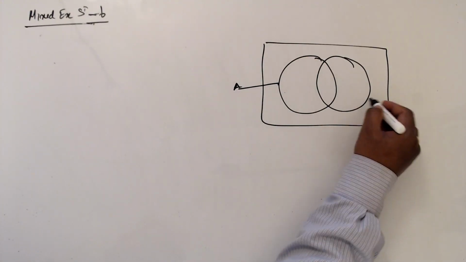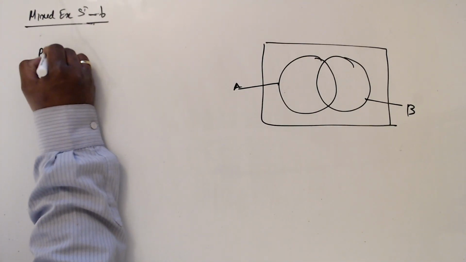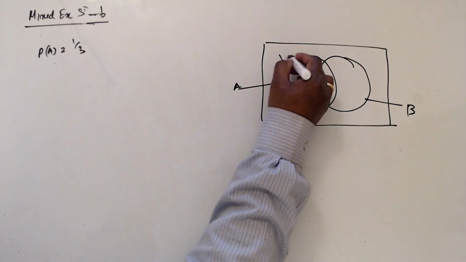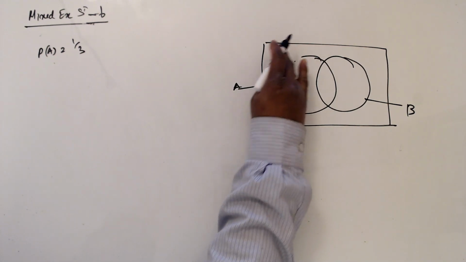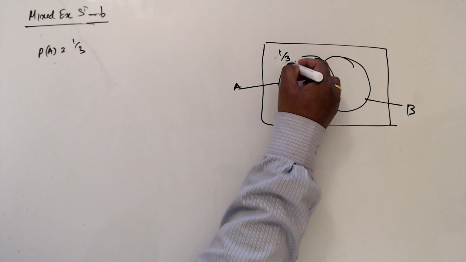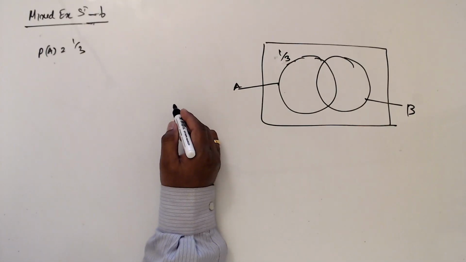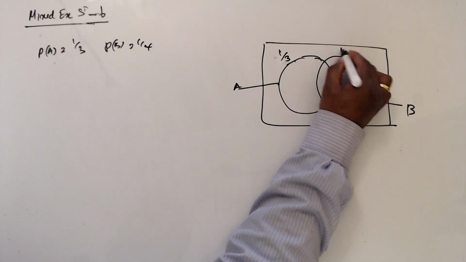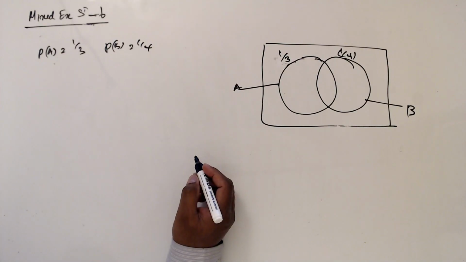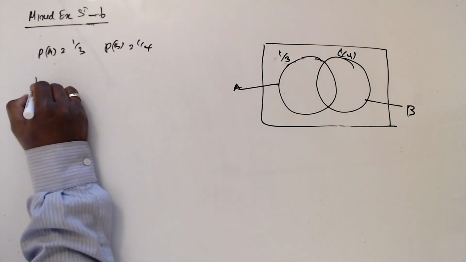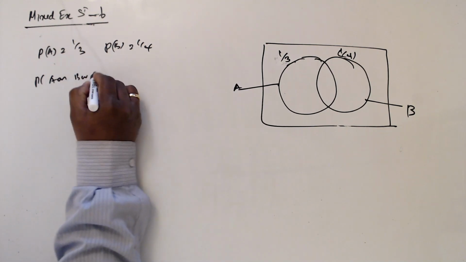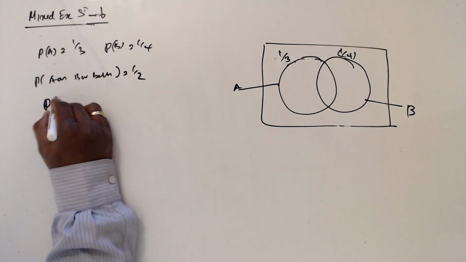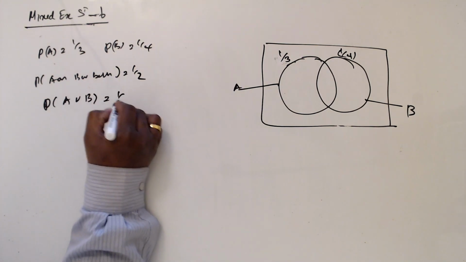This is A. This is B. So P(A) is given 1/3. That whole circle is 1/3. P(B) is 1/4. This whole circle is 1/4. And P(A or B), both, the probability of A union B is half.